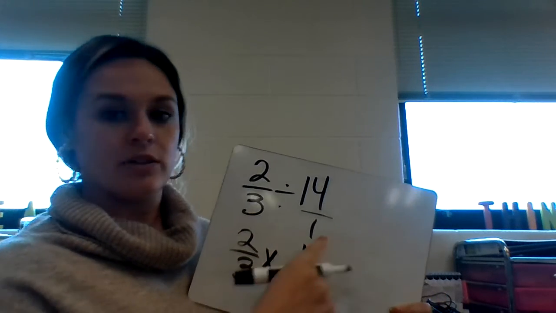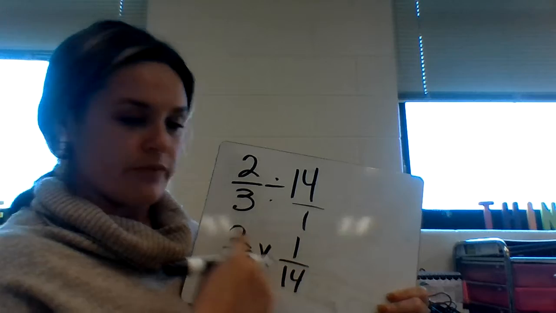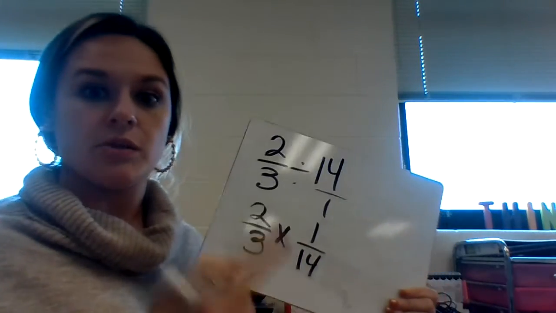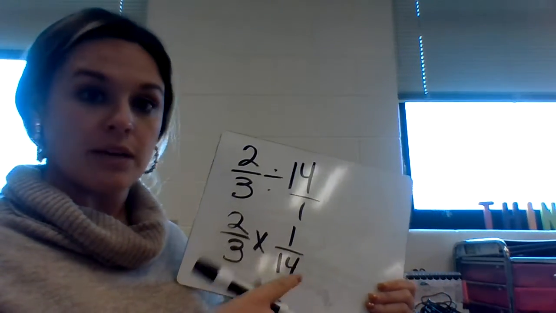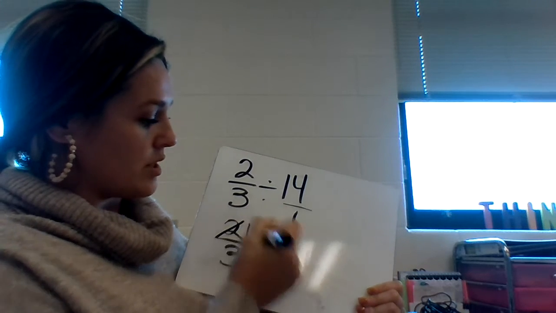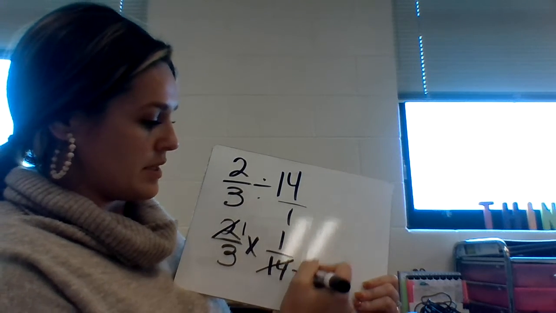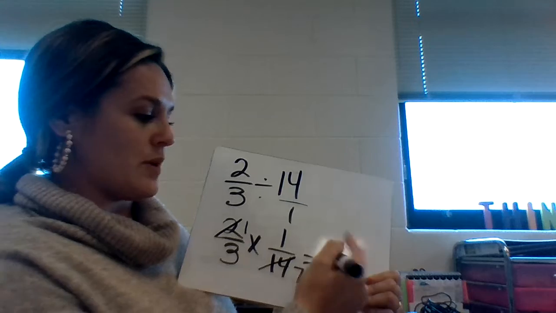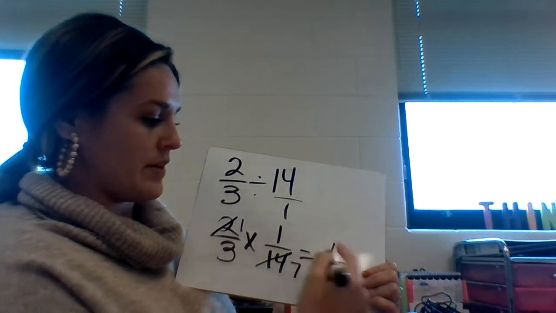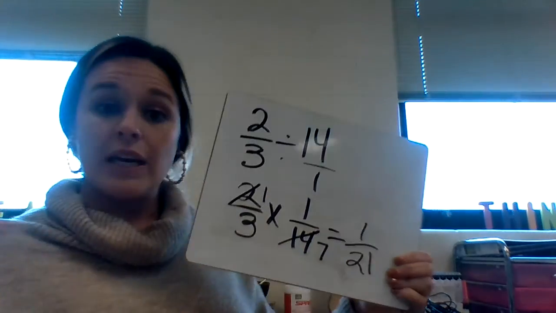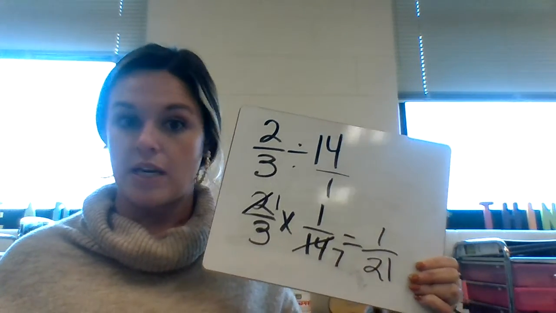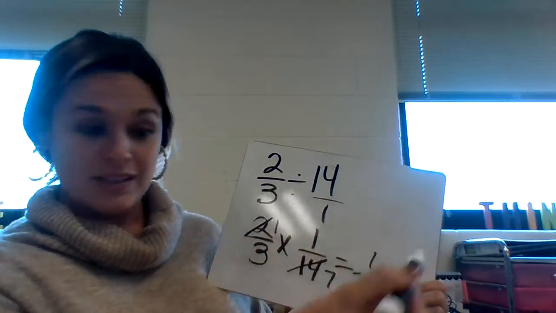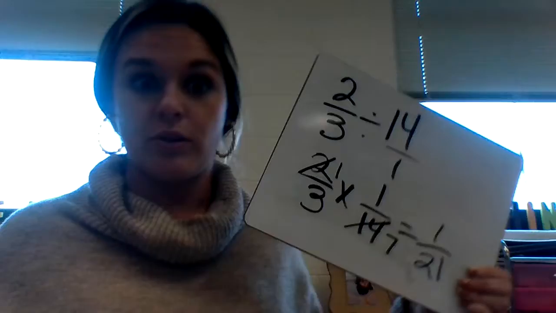Let's look at our diagonals. 1 and 3 can't reduce. 2 and 14, they can. They're both even. So we can divide 2 by 2 and 14 by 2. That would change this to 1 and this to 7. 1 times 1 is 1. 3 times 7 is 21. And it might not want you to reduce. If it doesn't, then we would have done 2 times 1 is 2. And 3 times 14, I don't know that off the top of my head.